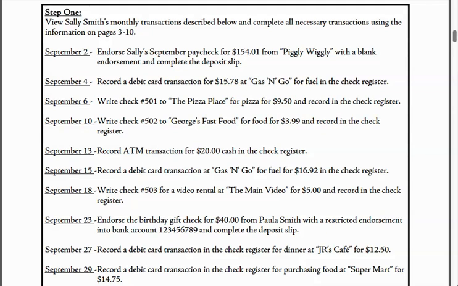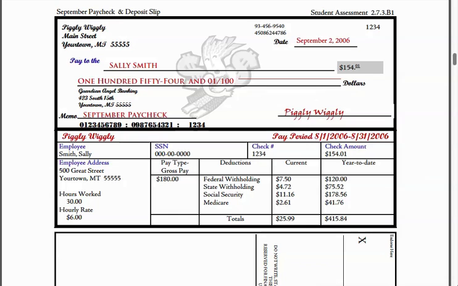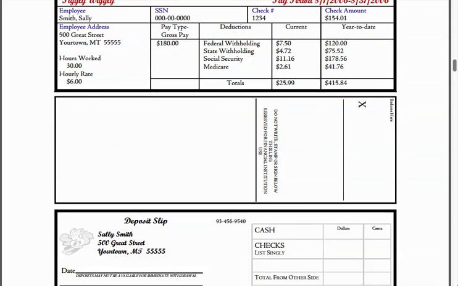If we go to the next page, you'll see at the top of the page, here's a copy of Sally's check for the $154.01. Directly below that is some information for her annual pay, year to date, taxes that were withheld from this pay period, and so on. Below that, in the center of the page where you see the letter X, that is where Sally would endorse this check. It's the back side of the check, and she would endorse that with a blank endorsement.